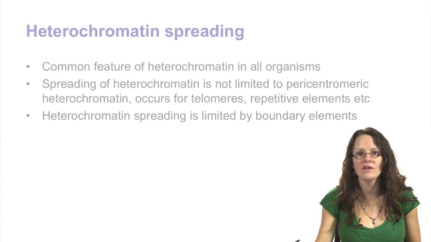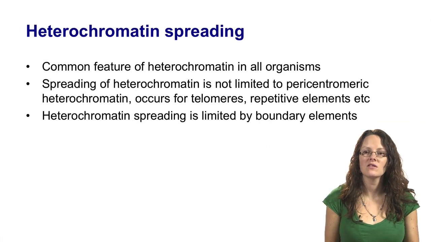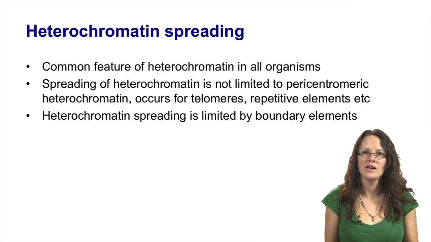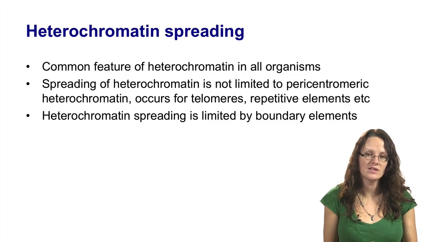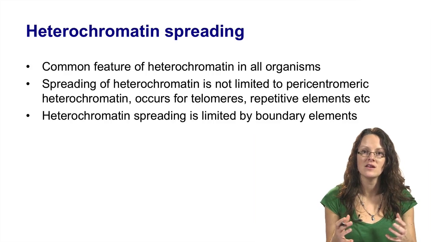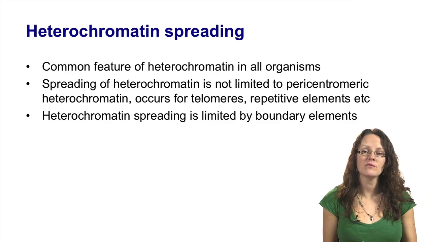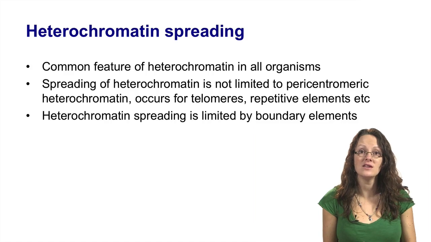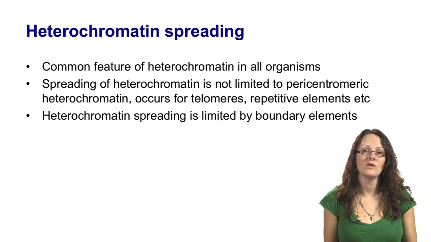Interestingly, this spreading of heterochromatin is not restricted to occurring in the fly. We now know that it occurs in essentially all organisms and is a common feature of heterochromatin. We also know that it's not restricted to spreading from the pericentromeric heterochromatin, this heterochromatin near the centromere, but can also occur from other regions of heterochromatin, such as the telomere or repetitive elements that are densely heterochromatinized. And if you think back to what I said about X inactivation, we know that the heterochromatin there also spreads throughout the whole X chromosome.